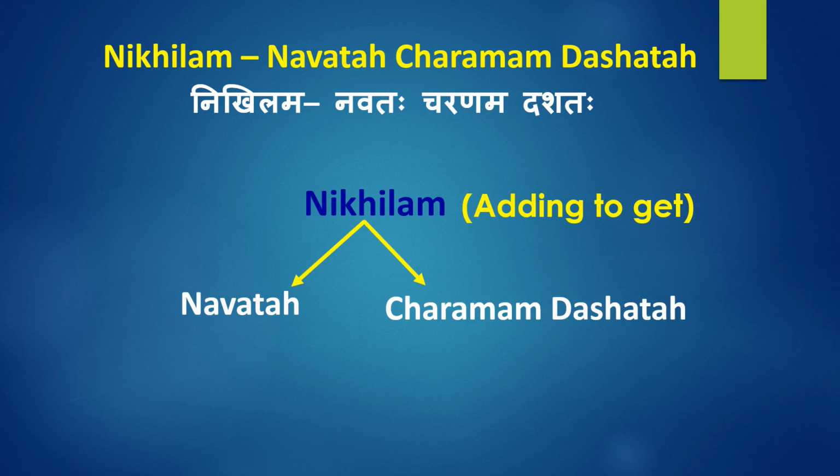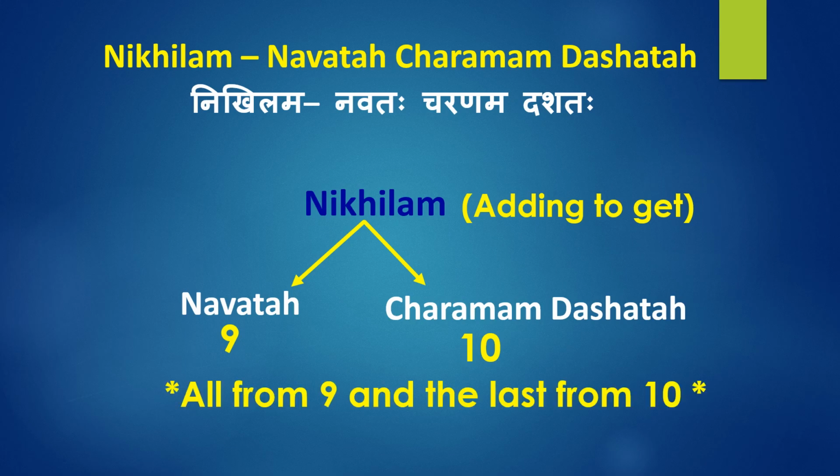Nikhilam means adding to get. So Navataha means adding to get the number 9. Next, Charamam Dashataha. Charamam means the last digit, the last number. Dashataha means adding to get 10. Completely in English, we can call it: all from 9 and the last from 10. Can you remember this? Let's see in detail what it means.